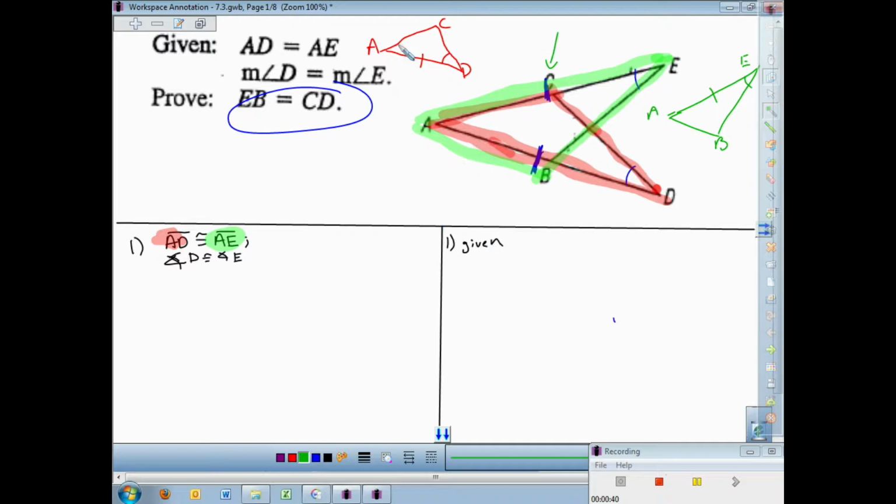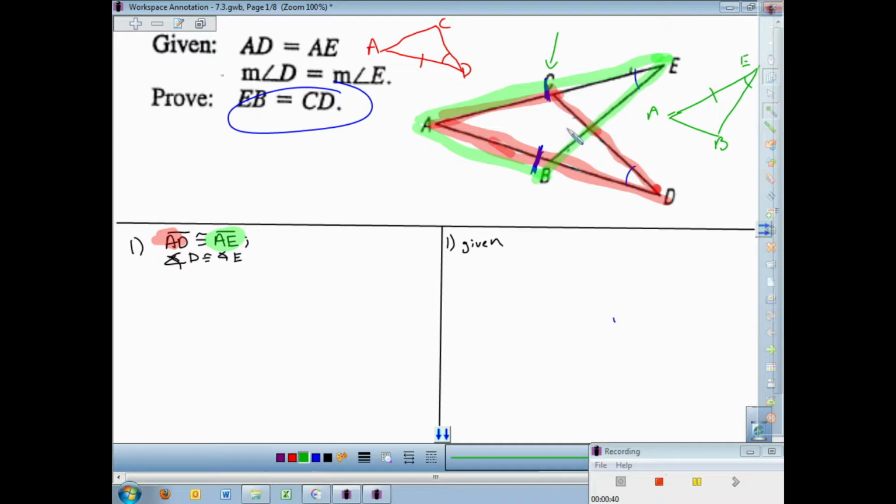Now, do I have enough information so far to prove these two triangles congruent? I do not. I'm looking at my separated pictures now. Okay, I've got a side and an angle. I need more information, so let's go through our checklist. Is there a shared side between these two triangles? You might say yes, you might say no.